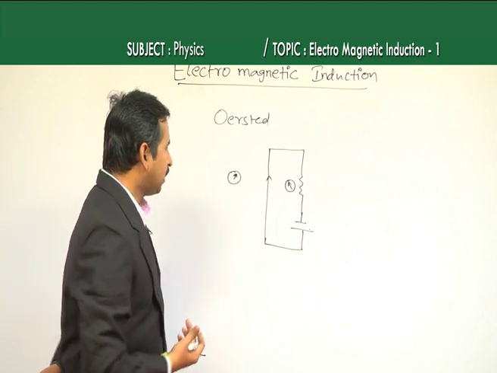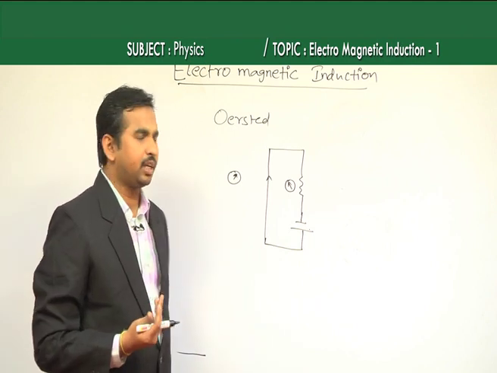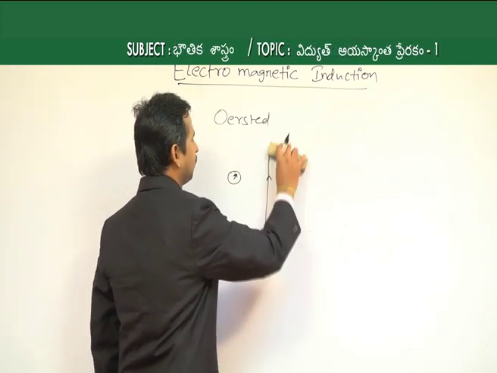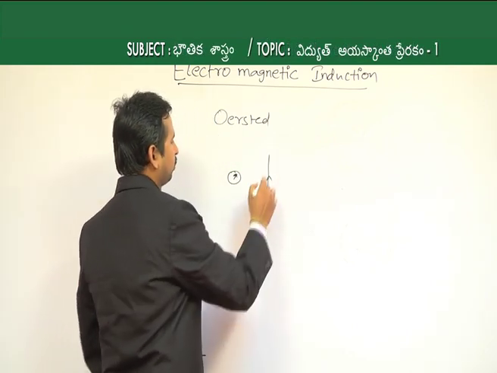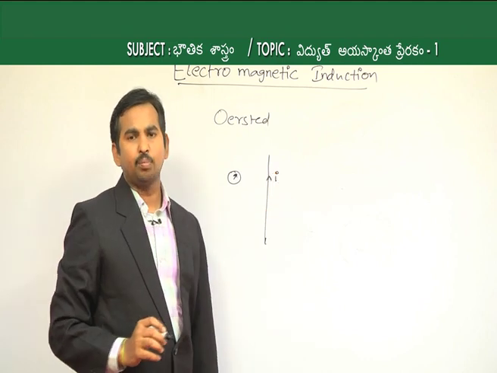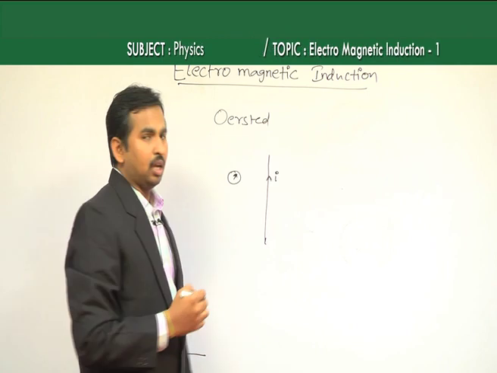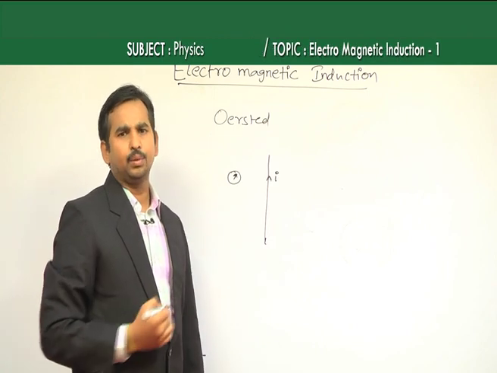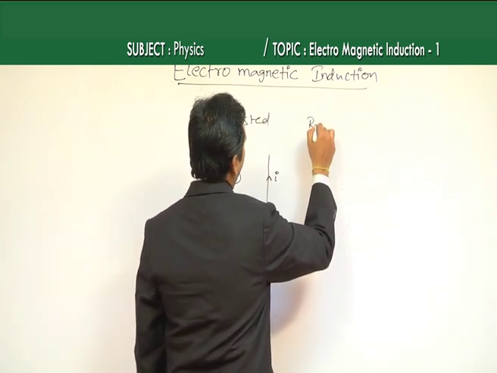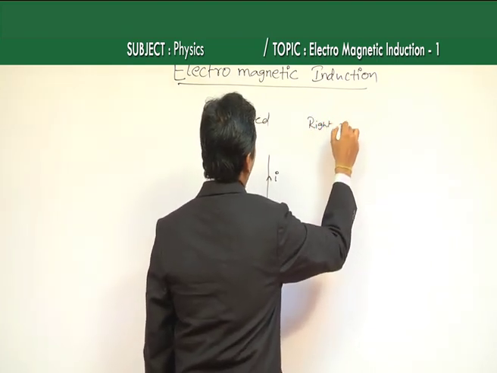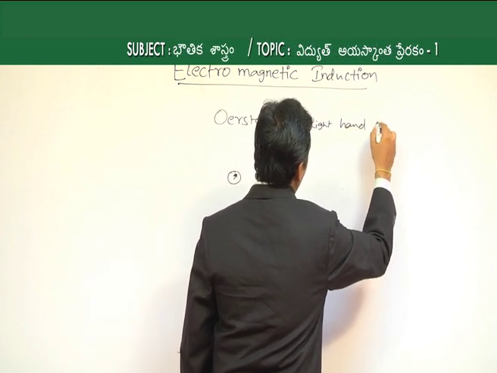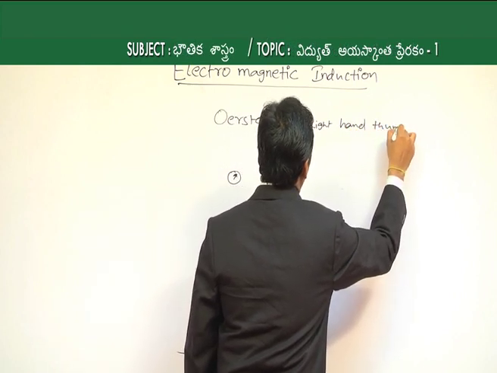Now, if you consider a straight conducting wire through which the current passing is I, the magnetic lines around this current carrying wire follow a very important rule called the right hand thumb rule, also called the right hand grip rule.